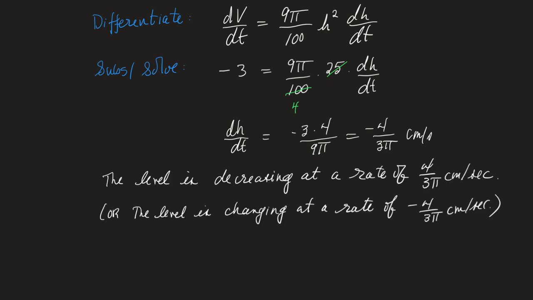So there's a final sentence, and you can use either one. In the first case, if you're using decreasing, you don't throw in the negative because it's decreasing. We know that it's a negative rate. Or if you don't use the word decreasing, you can say it's changing at a rate of minus 4 over 3 pi centimeters per second.